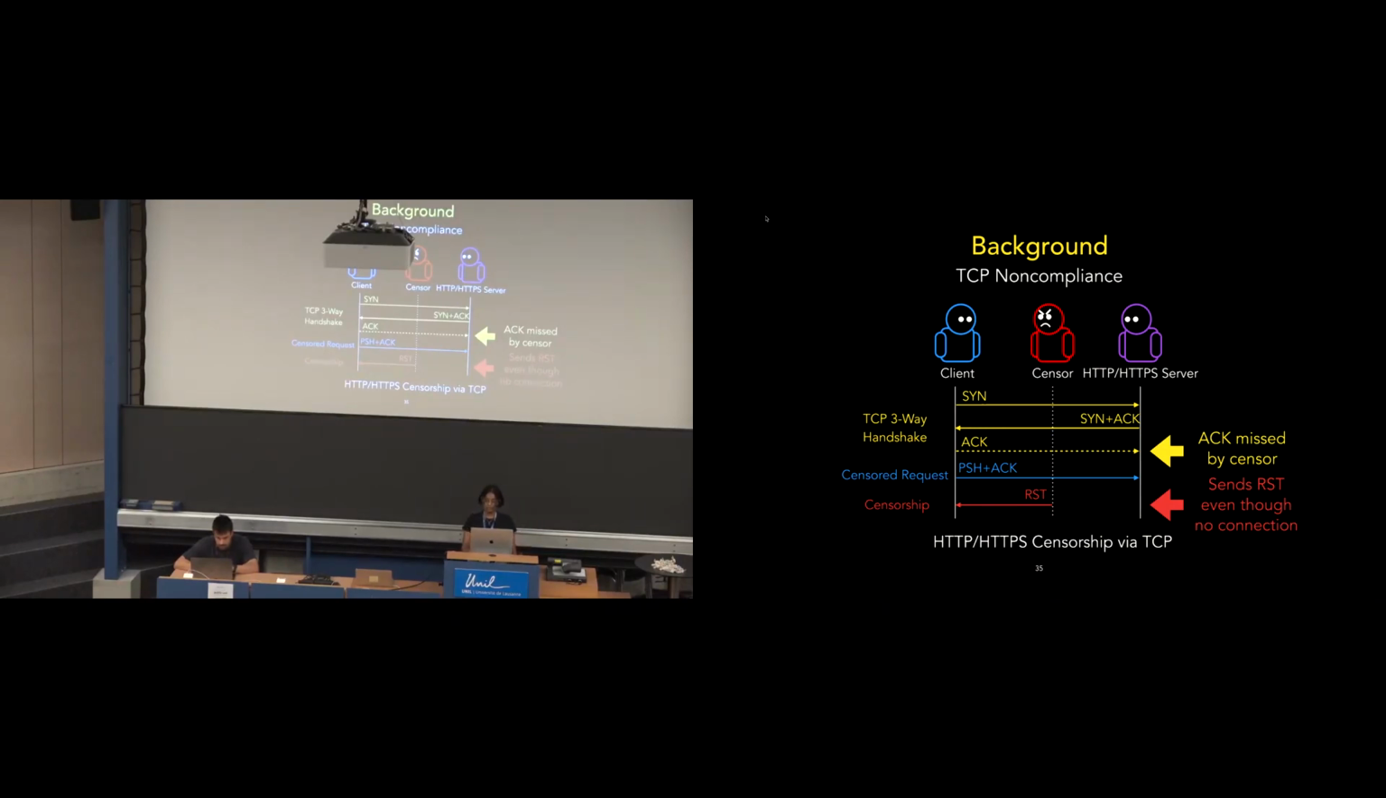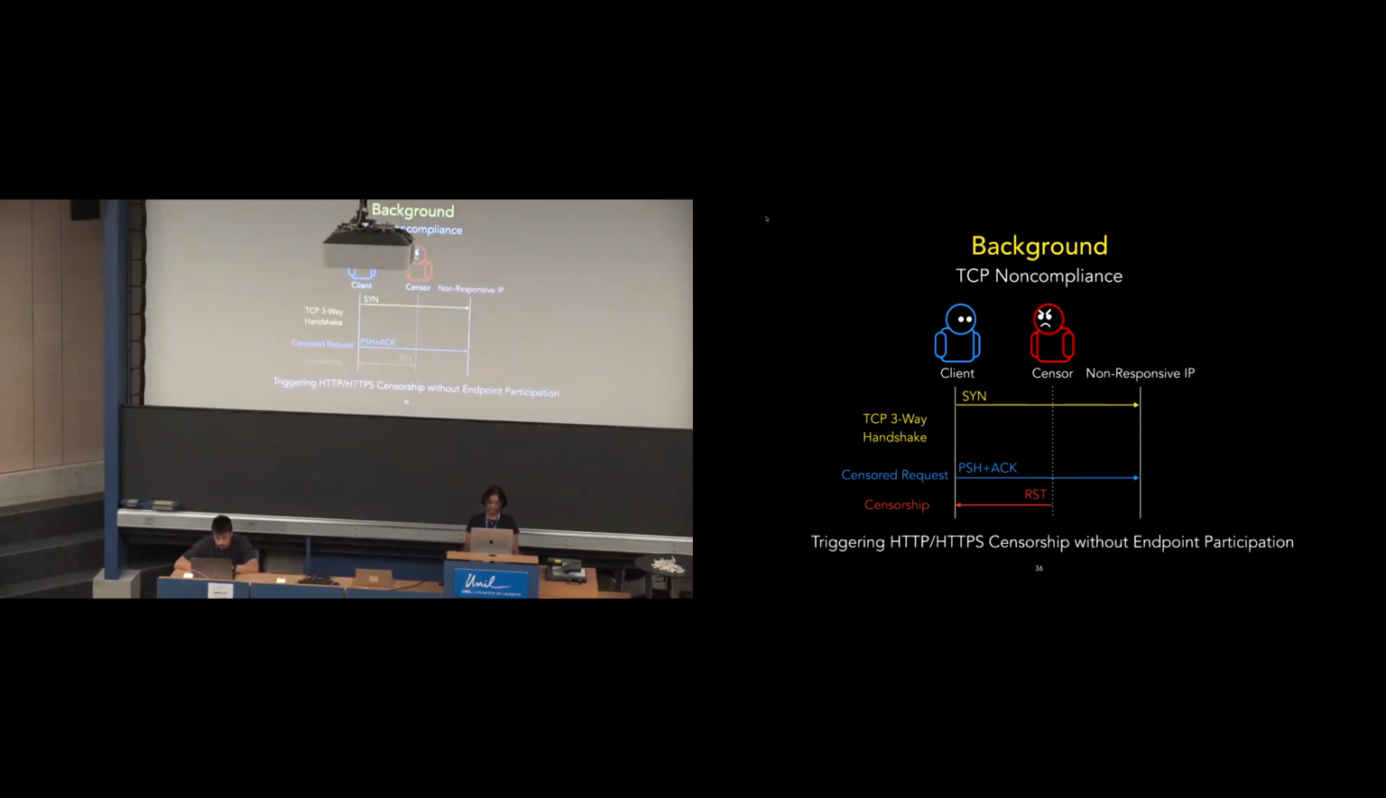Now, this is actually great for us, because we can replace that server with a non-responsive IP address and then send a packet sequence, which is enough to trigger the censor to take blocking action. So in this example, we just send a SYN and follow that up with a PSH-ACK in order to trigger the censor.